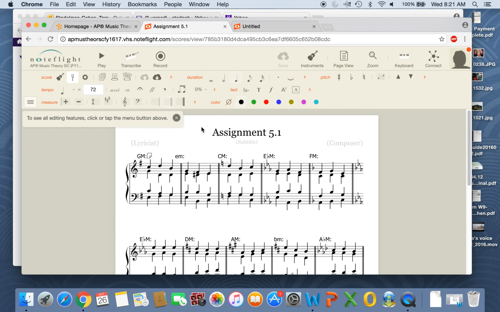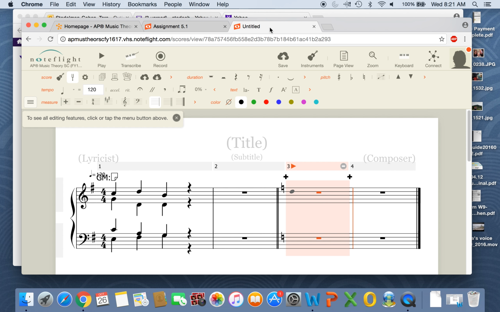I've been getting some questions about chord analysis and inversions. So I'm going to take you through this hopefully as quickly as I can. On assignment 5.1, I've taken the first measure and put it in a new document. I don't want to give away all the answers, but I want to take you through my process of what I'm doing.